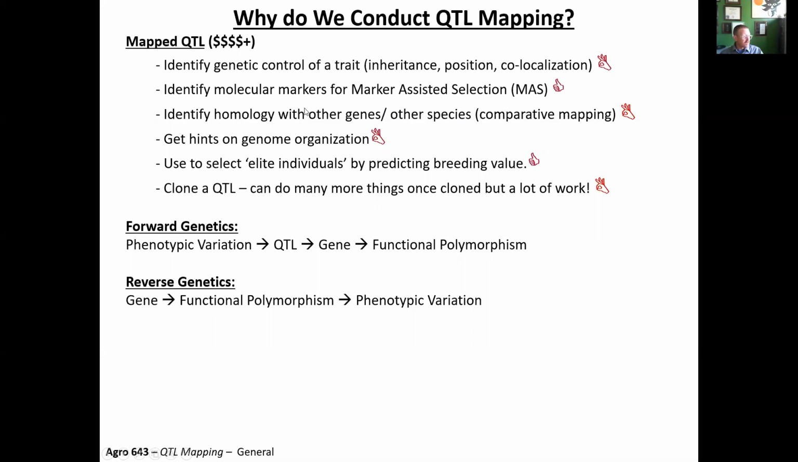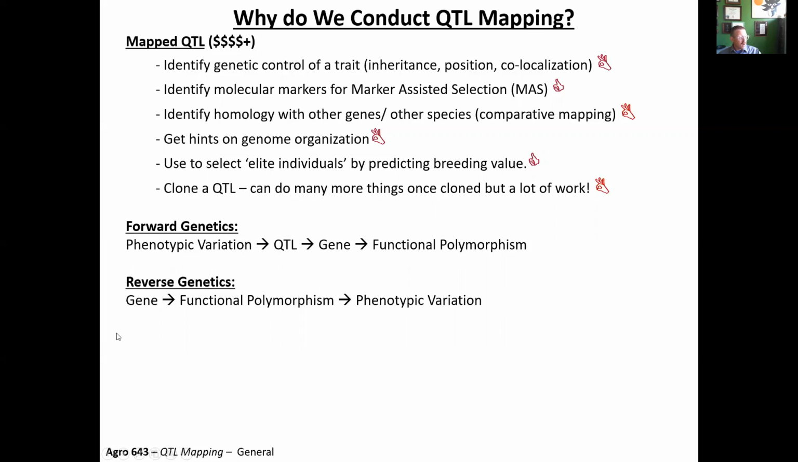so these are not breeding goals, these two here, but then a breeding goal might be to select elite individuals by predicting breeding value. That's a little less efficient through a QTL mapping approach than through a genomic selection approach. And then finally, there are a bunch of people who really focus on cloning QTL. So once you clone a QTL, there's a number of different things you can do, but this ends up being a $1 million, literally $1 million US experiment to clone a QTL. And so our goal here is to take phenotypic variation that you see segregating in a population, identify the locus, identify the gene and the functional polymorphism that causes it if we're cloning a QTL.